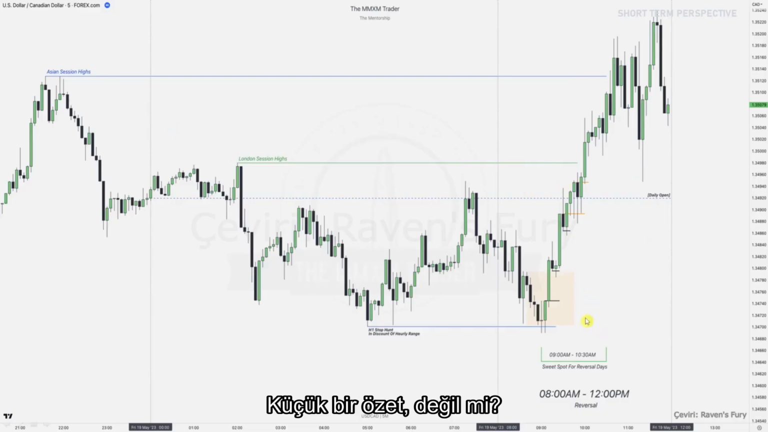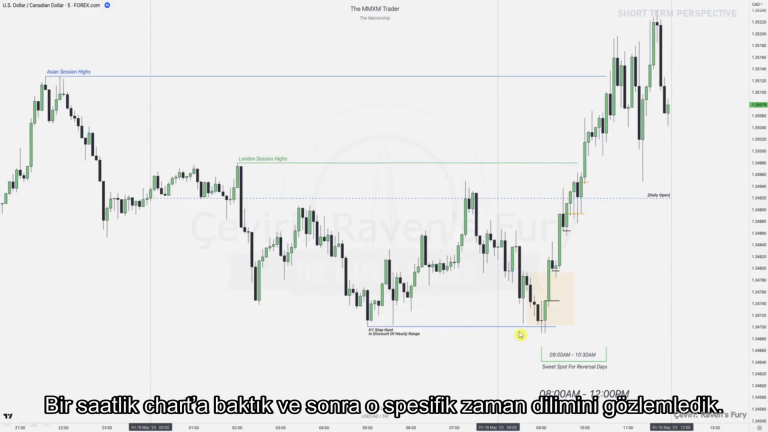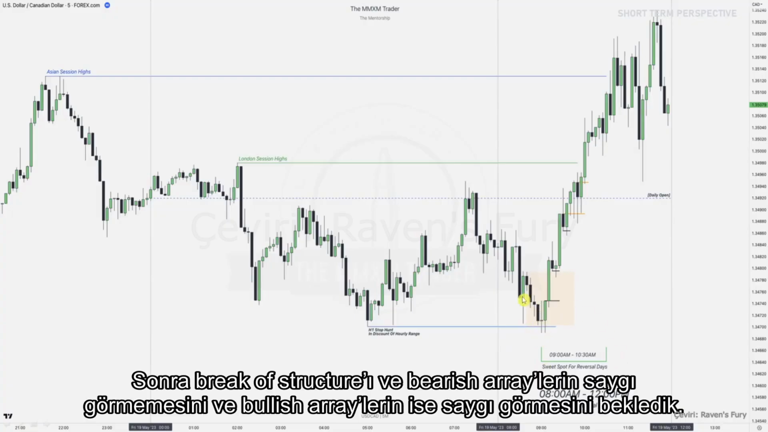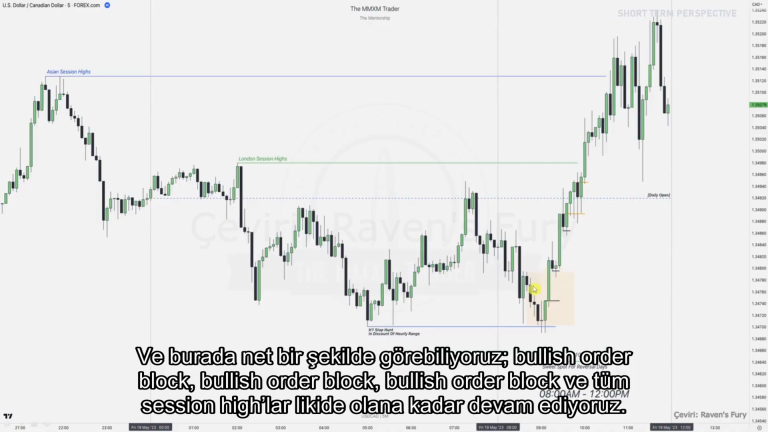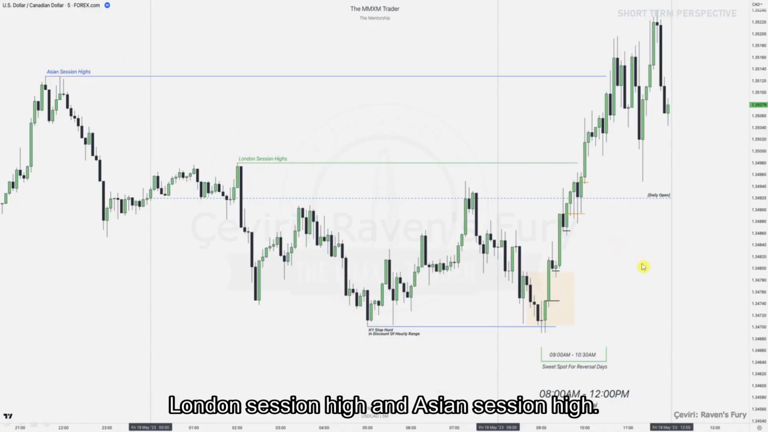So, small little recap, right? 1 hour stop hunt, we went to the 1 hour chart, and then we look for that specific time frame. Then we wait for a break of structure and those bearish arrays to get disrespected and the bullish arrays to get respected. And we can clearly see that over here, that bullish order block, bullish order block, bullish order block, and we keep continuing up until we liquidate all those session highs, right? London session high and Asian session high.